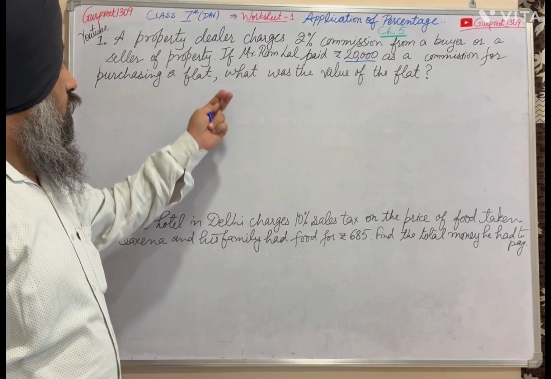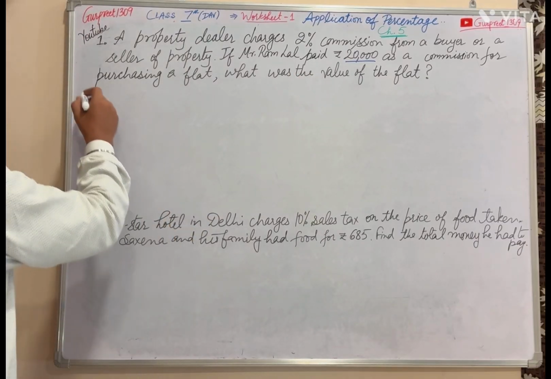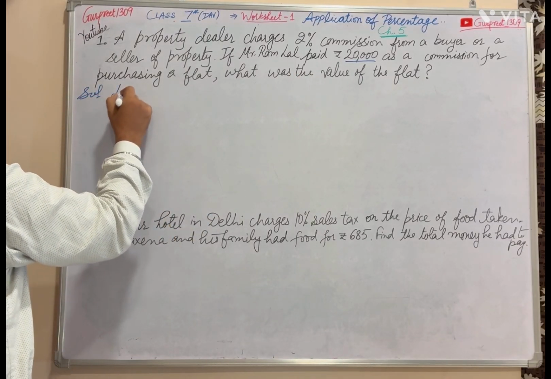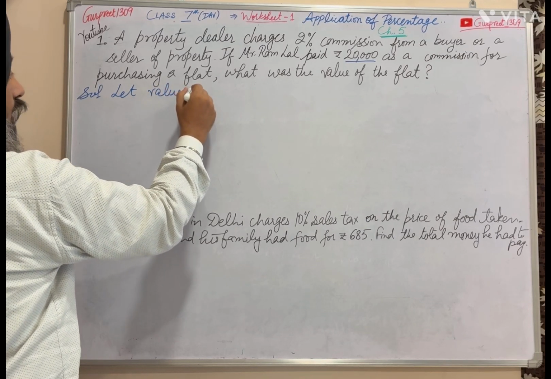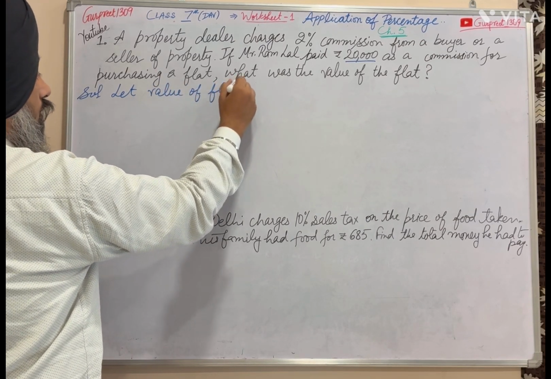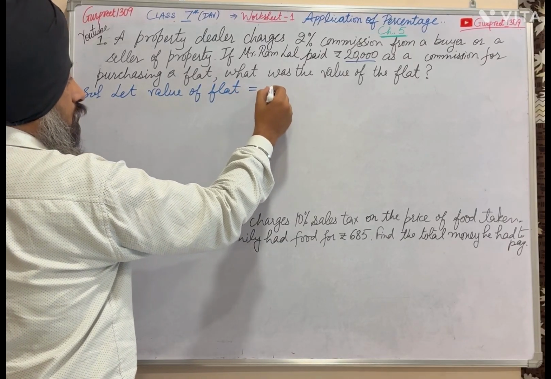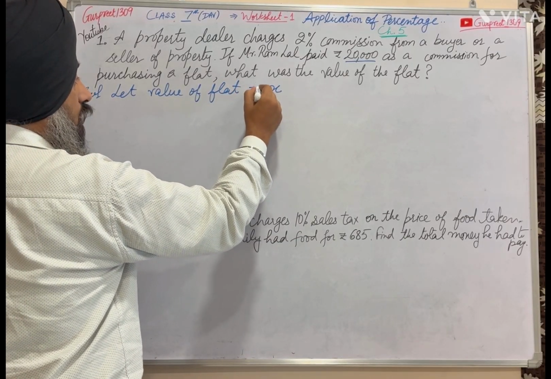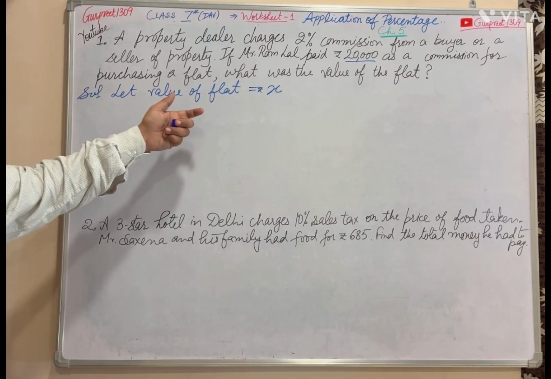In this question, the thing we have to find out, we have to suppose it. So in the solution, first of all we will write: let the value of the flat be x. You can write it as rupees x. So rupees x is the value of the flat.